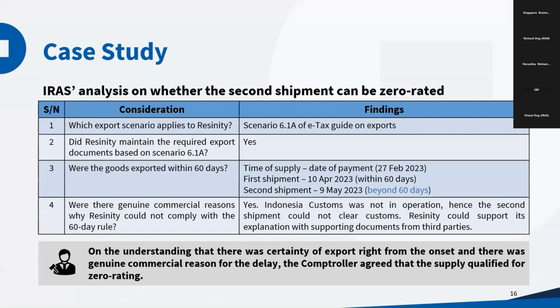So based on the facts of the case, the controller agreed that the supply can qualify for zero rating on the following grounds. First, the export scenario is one of the approved scenarios in our GST guide. Second, Vicinity maintained the required documents based on what is stated in the GST guide. And third, even though the second shipment was not exported within 60 days, there were genuine commercial reasons for the delay, and Vicinity could support this with documents from third parties.